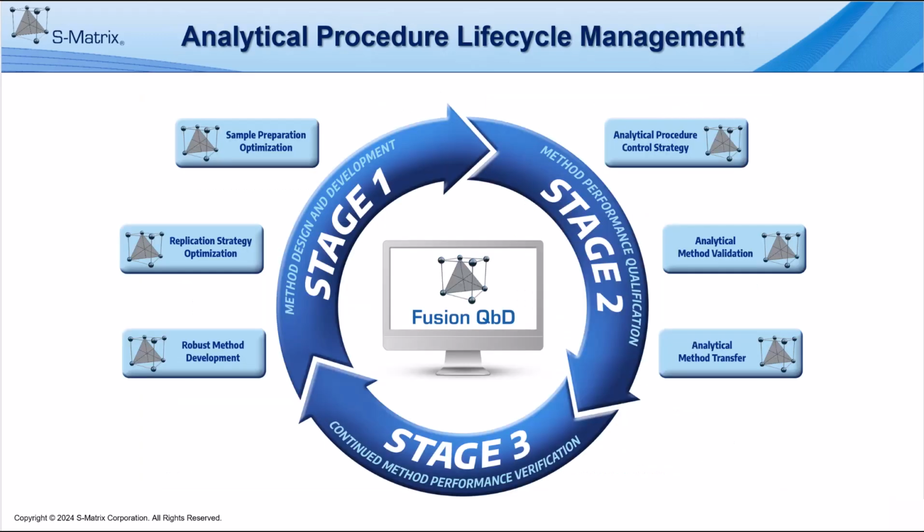The Fusion QbD software platform has tools and capabilities to support all the critical elements of the analytical procedure lifecycle management workflow shown here. In this presentation, we will focus on the Stage 1 elements of robust method development, replication strategy optimization, and sample preparation method optimization.